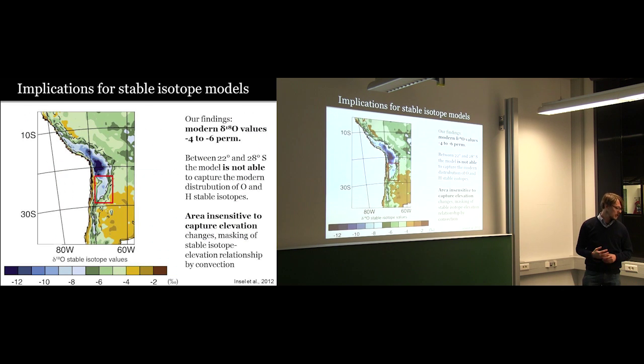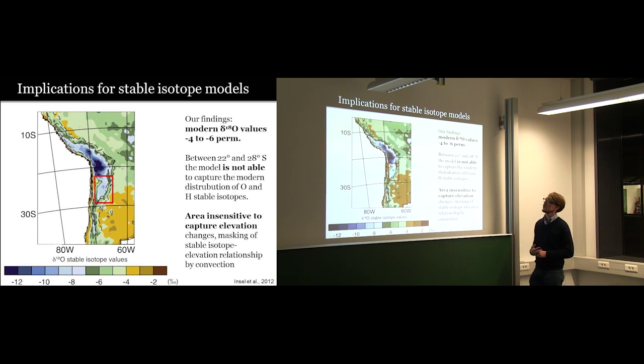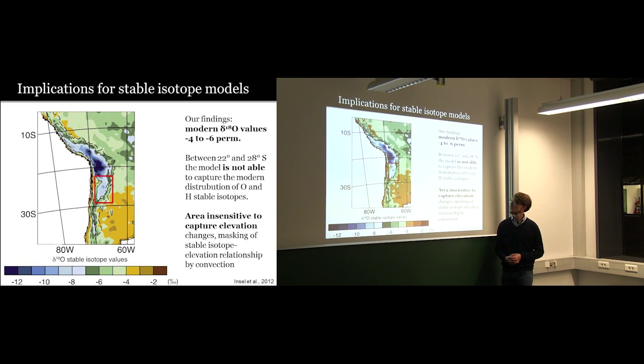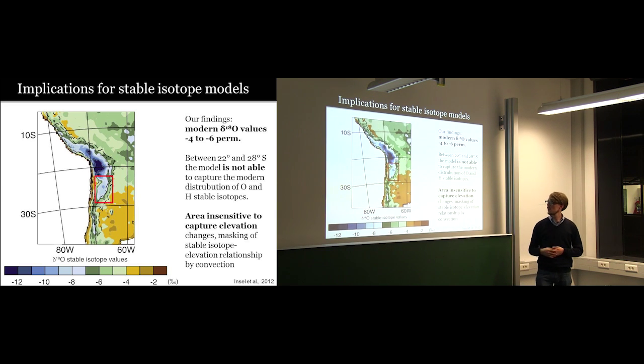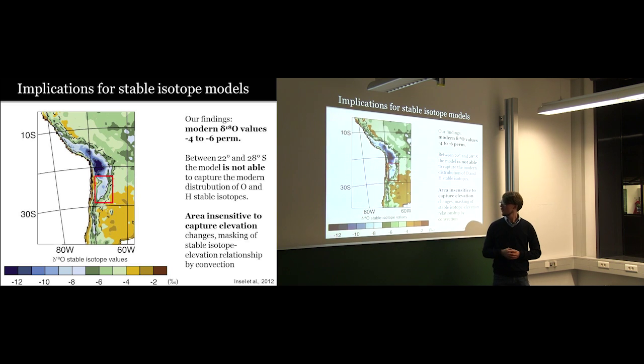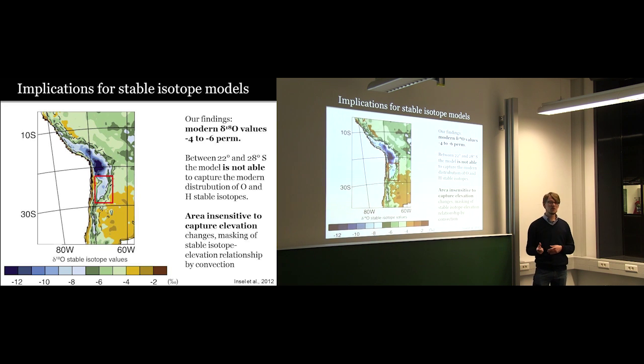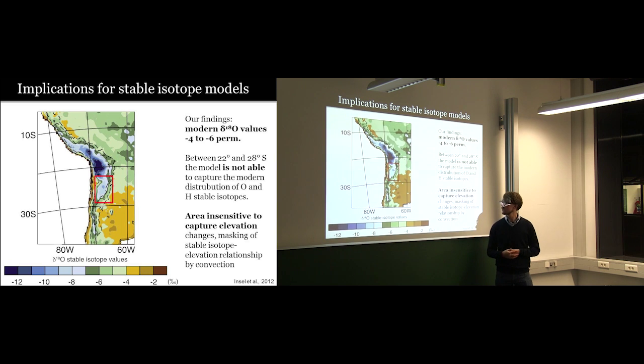So what are the implications of this? First of all, if you look at stable isotope models that model the isotope distribution in these areas, you see already that there is a mismatch. These models suggest isotope values between -10 to -8 per mil, where we only find isotope values of -4 to -6 per mil. And if you think these are small changes, just to remind you, if you do paleo-elevation studies, 2.4 to 2.8 per mil is interpreted as 1 kilometer of elevation change. So these are important differences.